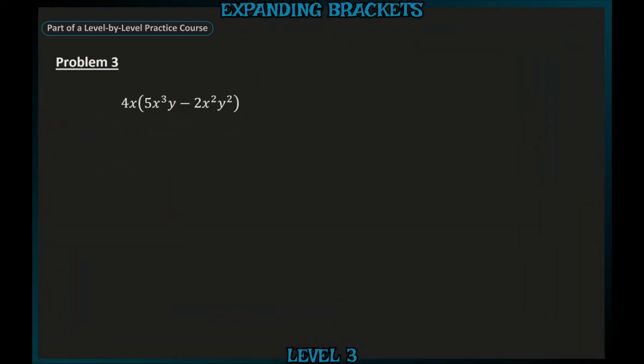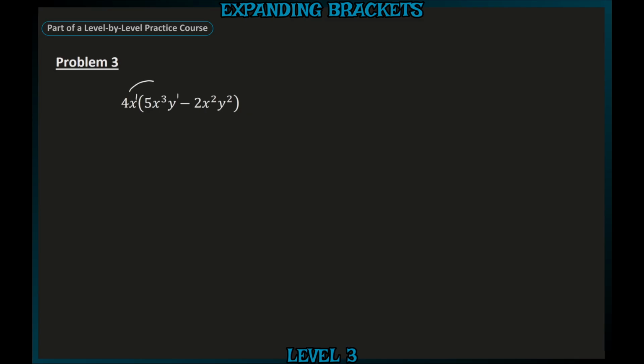In problem 3, we're expanding 4x multiplied by 5x cubed y minus 2x squared y squared. Now when we multiply indices together, we can add the powers using our laws of indices. So anything that doesn't have a power on here, I'm going to put a power of 1 on it. And now we can multiply.